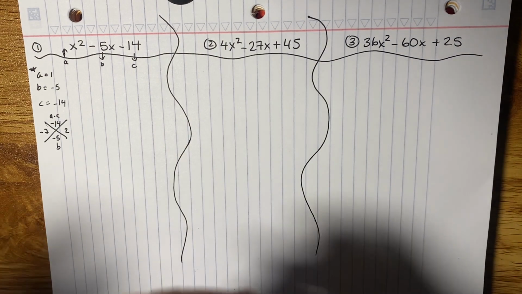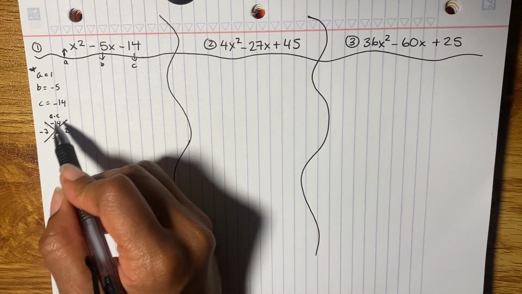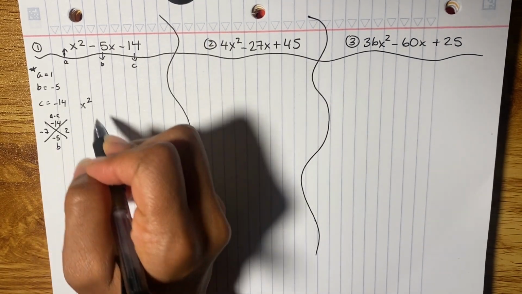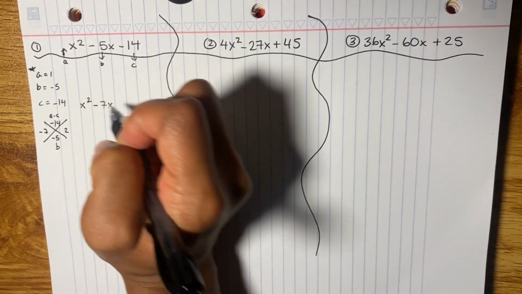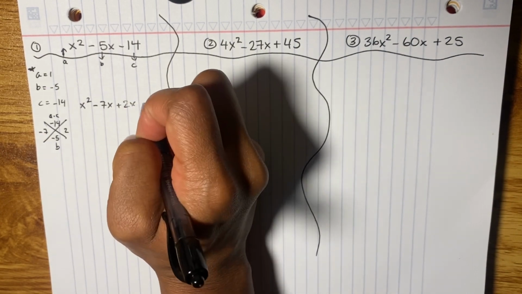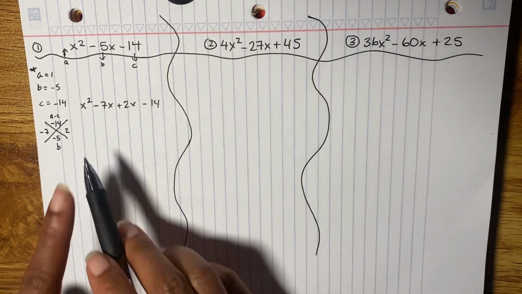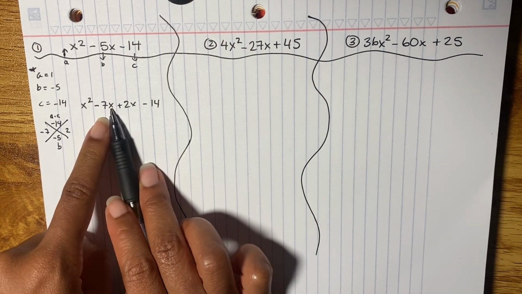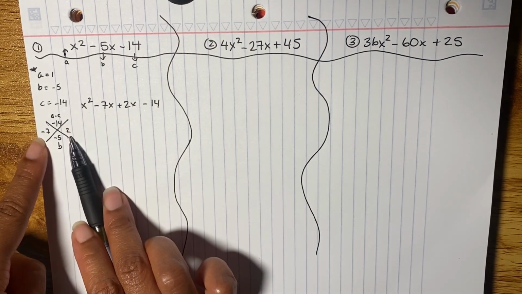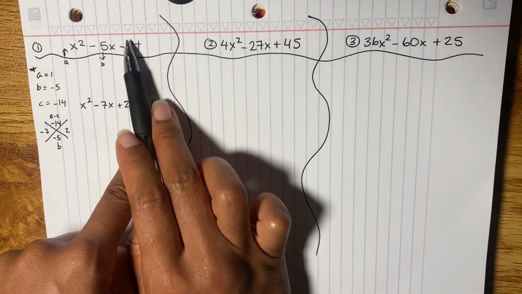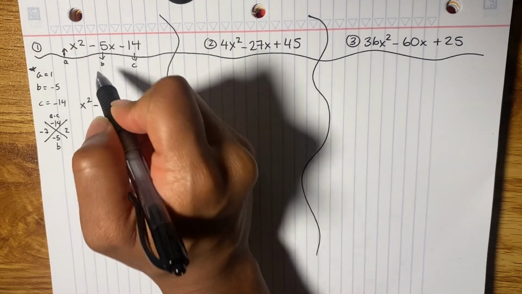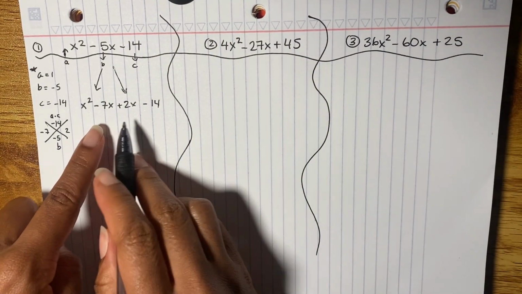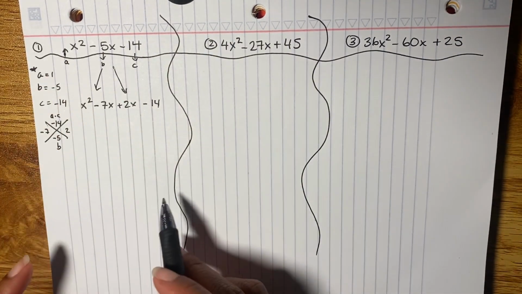Please keep in mind the reason why we're using this method is to expand the B value. Let's say we want to rewrite this: x squared minus 7x plus 2x minus 14. If you're wondering how I came up with these values, x squared comes from the first term, -7x and 2x come from our factors, and -14 the last term. So what you see here is that we just expanded the b value. -7 plus 2x equals -5.